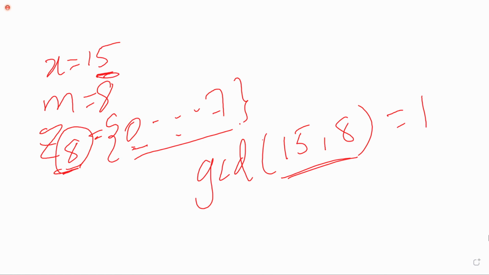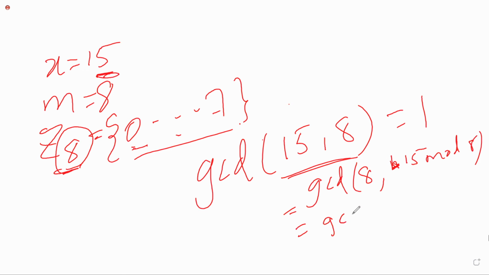What is GCD of 15 comma 8? How can you calculate? As per Euclid's theorem, GCD of 15 comma 8 is GCD of 8 comma 15 mod 8. What is 15 mod 8? 15 mod 8 is 7. So the result is GCD of 8 comma 7.